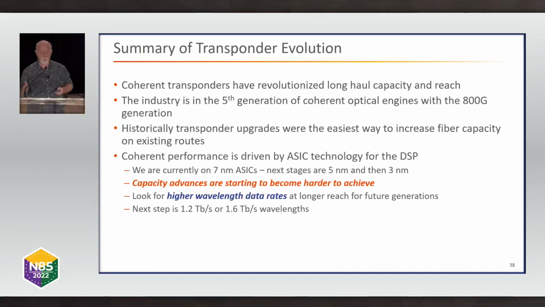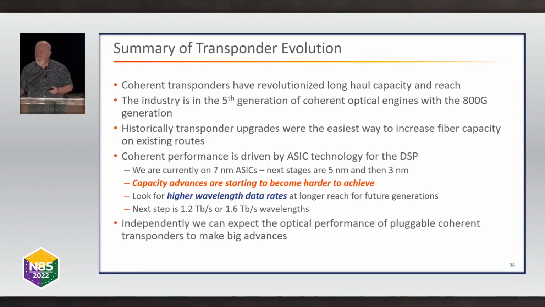Coherent performance is predominantly driven by ASIC technology and also by the quality of the modulators. We're currently on 7 nanometer ASICs. The next stages are 5 nanometer, then 3 nanometer, and we're starting to max out in terms of capacity limits in the fiber. But what we can still do with transponder evolution is give you higher wavelength data rates at a given optical reach, because that will positively affect your network economics. So independently, we can expect optical performance in pluggable form factors to improve dramatically, because right now, the high performance transponders are not in a pluggable form factor. They're in a larger form factor where we don't need to worry about power consumption.